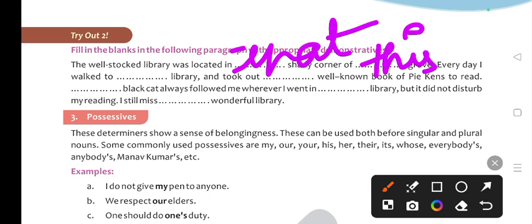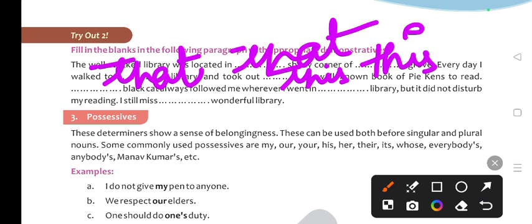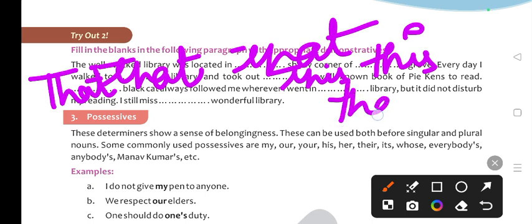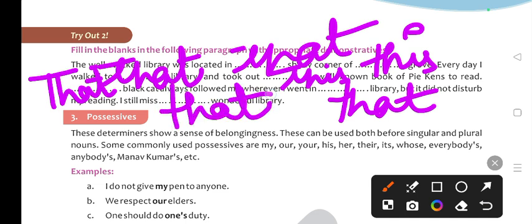Every day I walked to that library and took out this well-known book of Dickens to read. That black cat always followed me whenever I went in that library, but it did not disturb my reading. I still miss that wonderful library. So you could see we did not use these and those anywhere, because a single noun is used here.